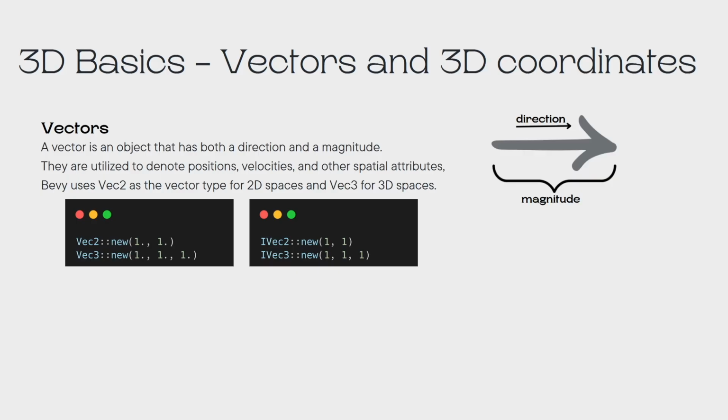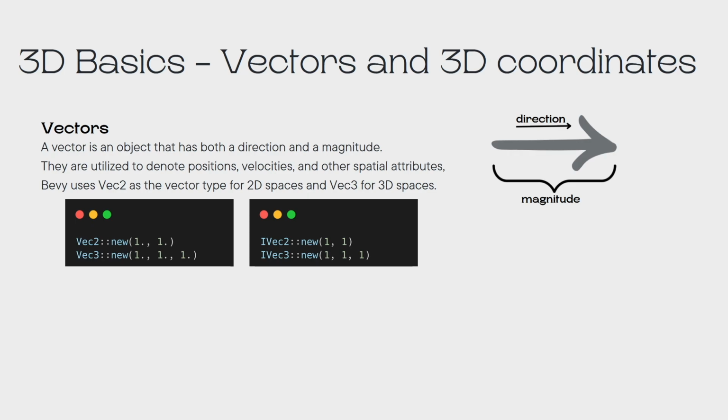Let's move on from Bevy architecture and talk about some more fundamentals of 3D game development. Vectors are the starting point for dealing with 3D. A vector is just a thing with some direction and magnitude, and we're going to use that vector a lot in our application.